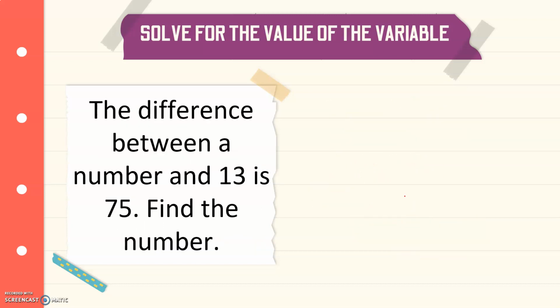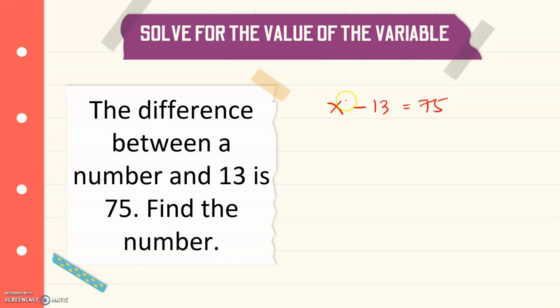Let's try another example. This time, we are given the difference between a number and 13 is 75. Find the unknown number. Okay, so again, for us to find that unknown number, we have to translate this problem first into an algebraic equation. It says difference between a number and 13 is 75. So when translated into an algebraic equation, we'll have x minus 13 equals 75.